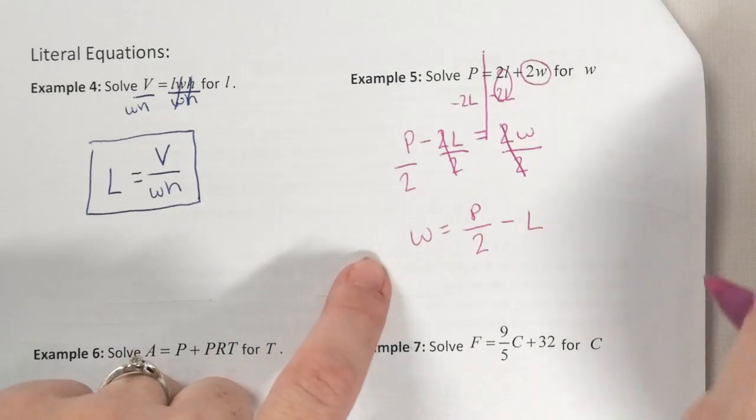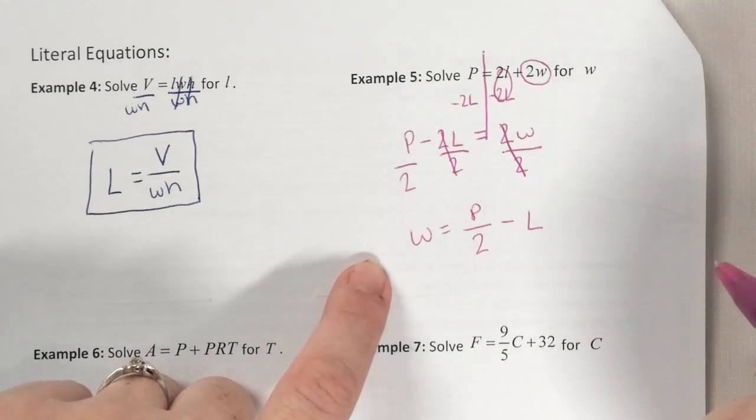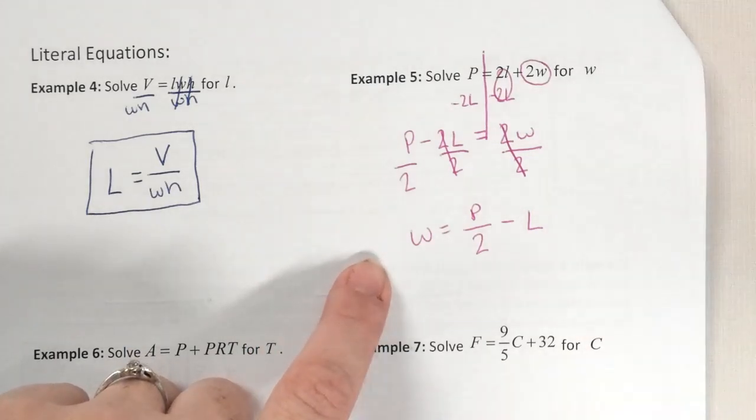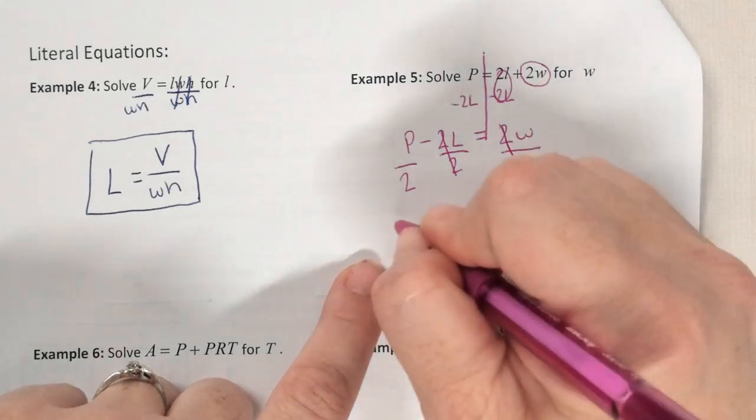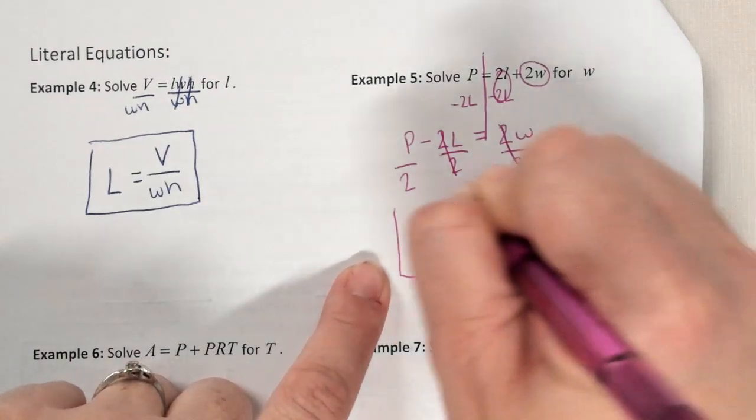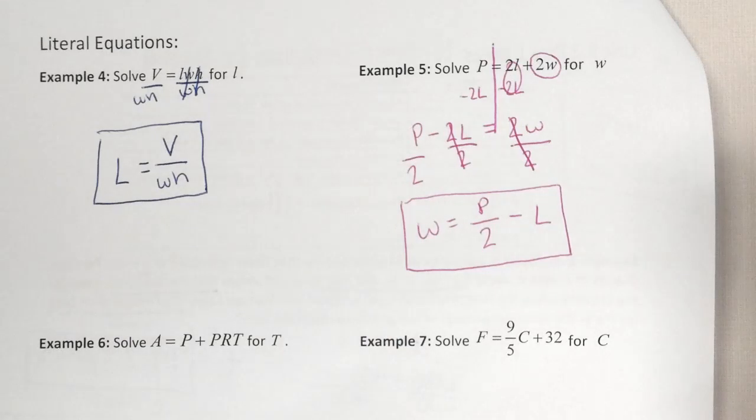Now, Kayla, you weren't wrong. You could have divided by 2 first. I just want to stick with the same steps over and over and over again, so that way it doesn't get confusing. But you would have gotten the same answer. Any questions with those two?